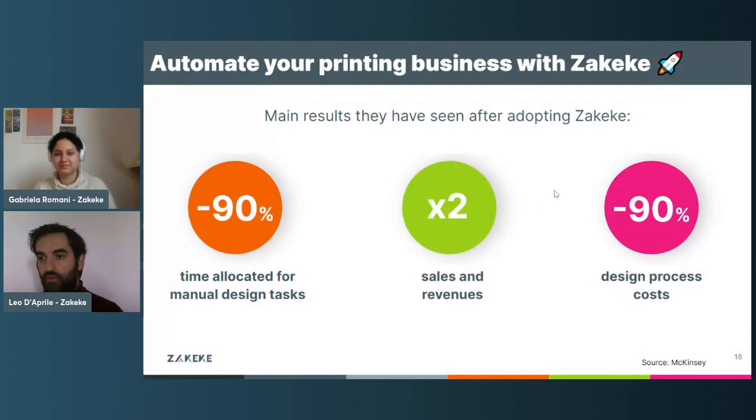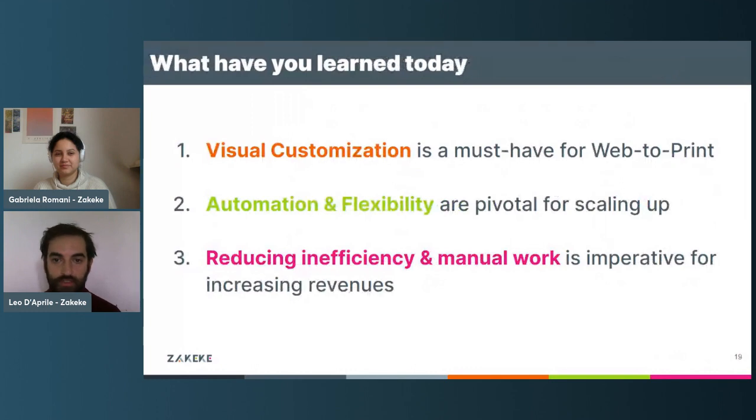And of course, at the end of the day, what we learned is that visual customization is a must have for web to print. For all the reasons that we explained to you today, it is pivotal, it is fundamental to have automation and flexibility, and that can be brought by a solution like Zakeke.